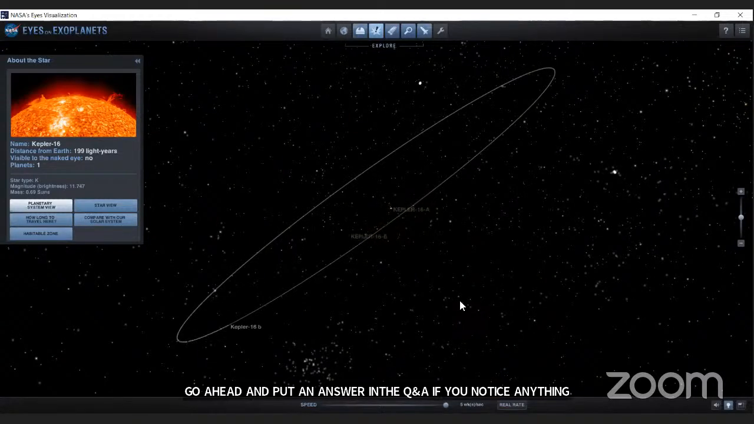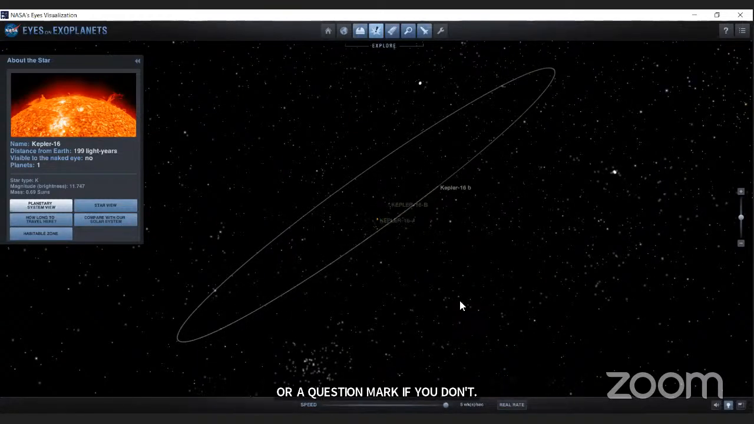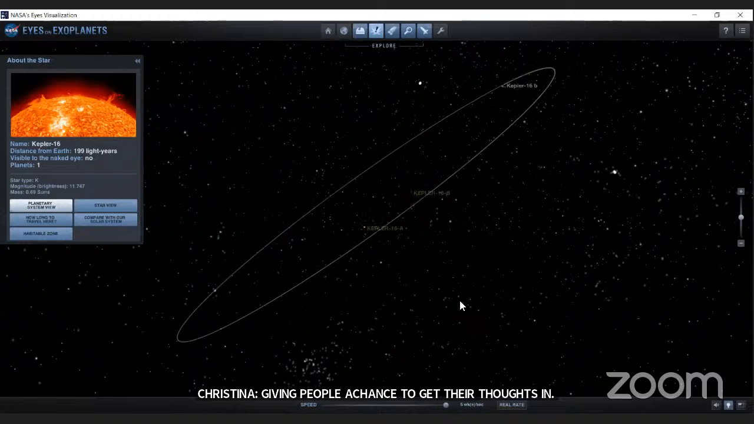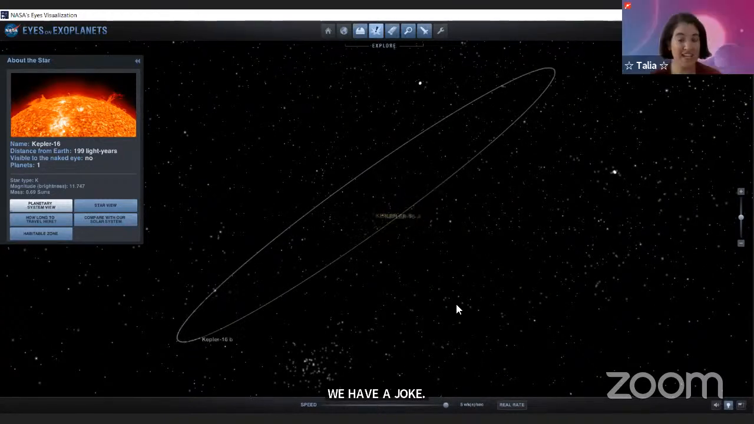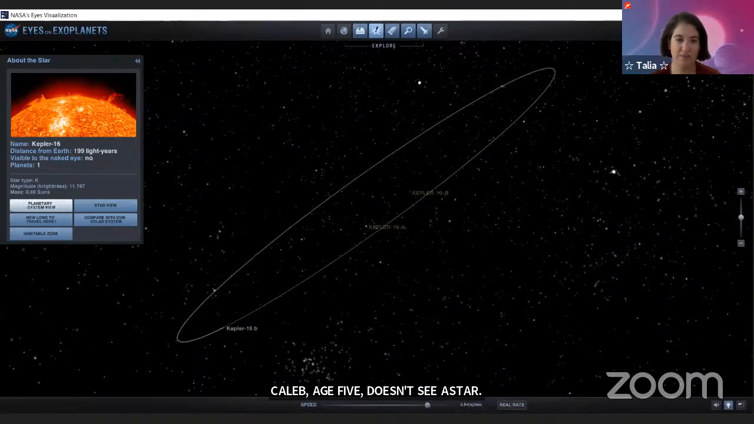We do have one joke about maybe there's Tatooine in the screen. Someone thinks maybe there's a black hole, and Caleb, age 5, says he doesn't see a star. Well, the Tatooine joke is not far off. So Katie, let's go ahead and run time at a normal rate and zoom in and see exactly what we're looking at here.